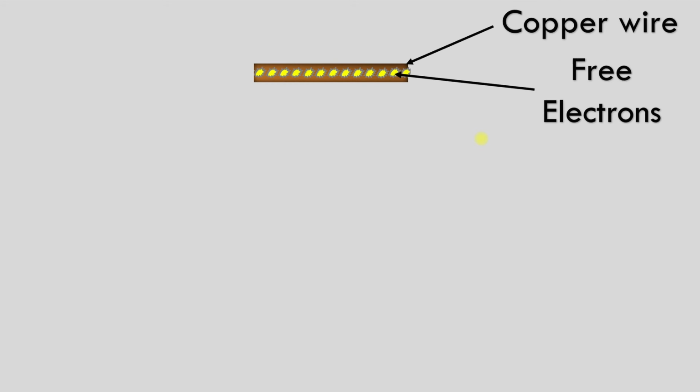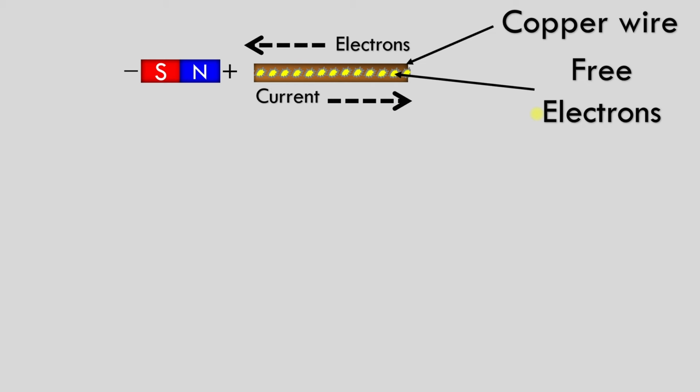Let's see a copper wire with these free electrons. Here we can see a copper wire and its free electrons. If we have a bar magnet which has one north pole and one south pole, let's assume the north pole is positively charged and the south pole is negatively charged. If we keep the north pole near the wire, all the electrons, because they are negatively charged, will be attracted towards the positively charged north pole, and current always flows in the opposite direction to the flow of electrons.